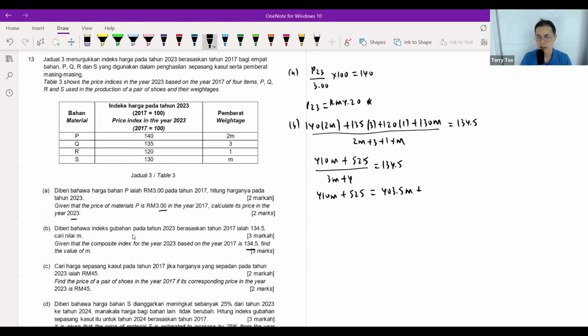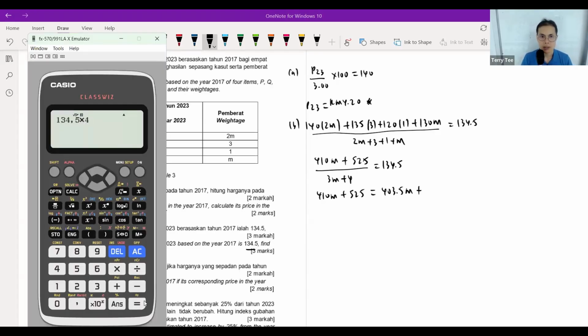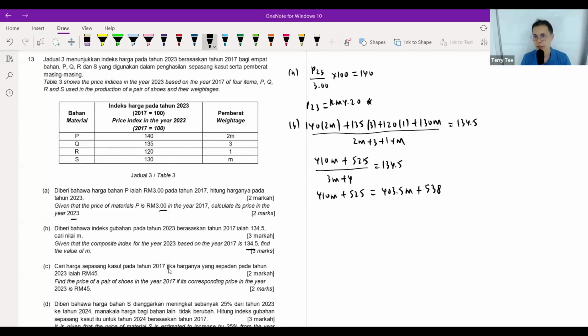403.5M. And 134.5, you also need to multiply by 4. As you times 4, you get 538. So bring over 410 minus 403.5, you get 6.5M. 538 minus 525 is 13. 13 divided by 6.5, my M is 2. Okay, so I got my M already.